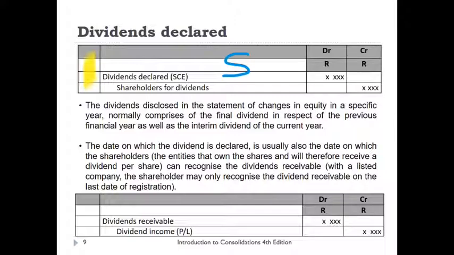The date on which the dividend is declared is usually also the date on which the shareholders can recognize the dividend receivable. Now, in a group situation, if the subsidiary declared the dividend, the parent is the shareholder, which can now recognize the dividend receivable through this journal entry. And this bottom journal entry would be the one that the parent would recognize in its separate financial statements. There would be a receivable, dividends receivable, and in profit or loss, the parent will now already recognize dividend income as part of other income. The dividends receivable will be presented as a current asset in the statement of financial position.